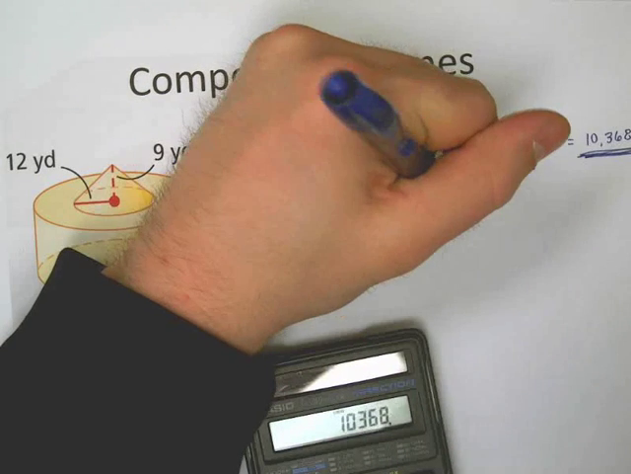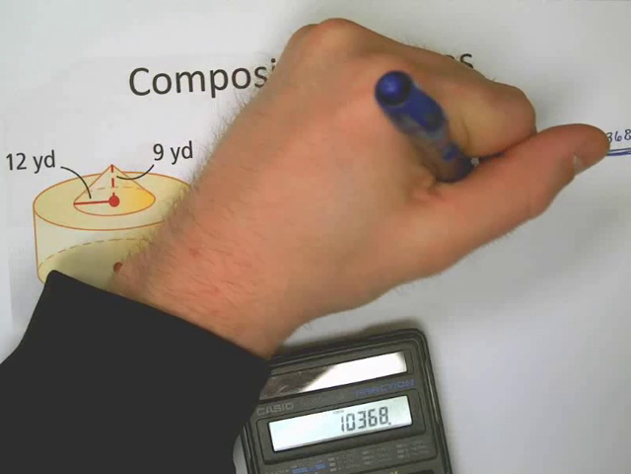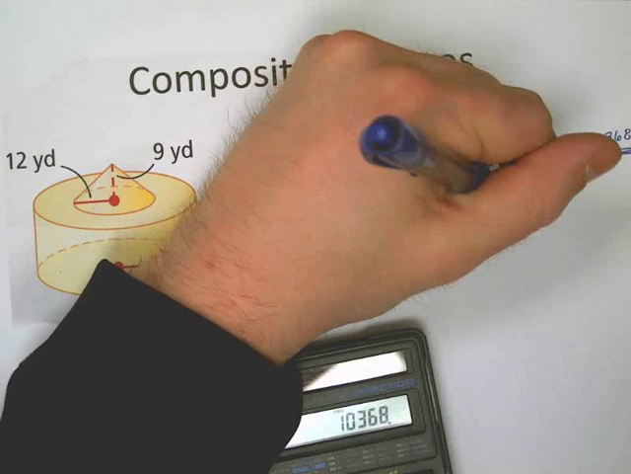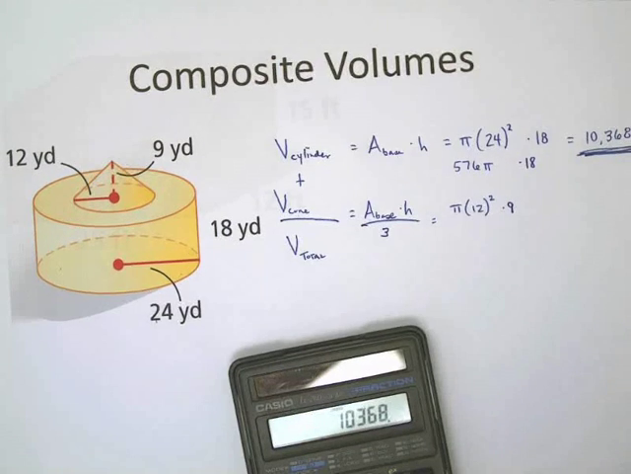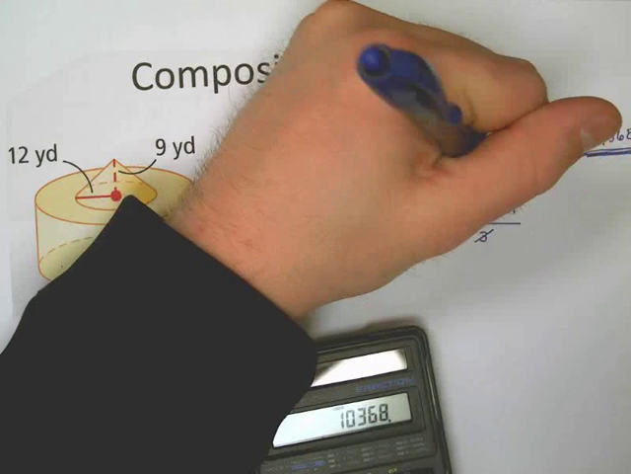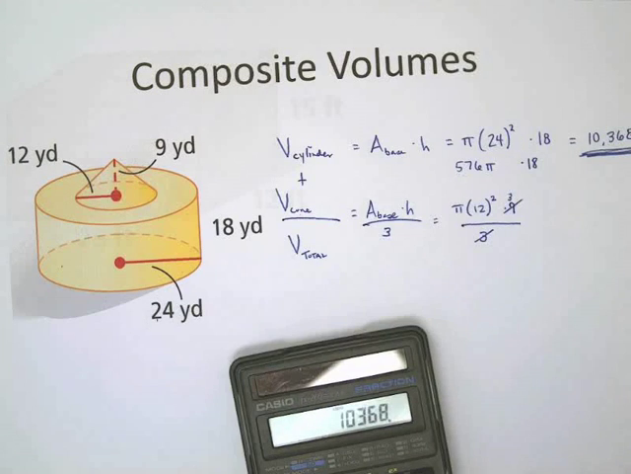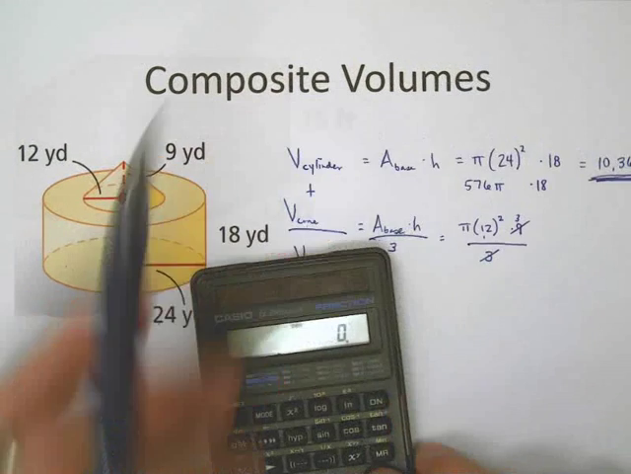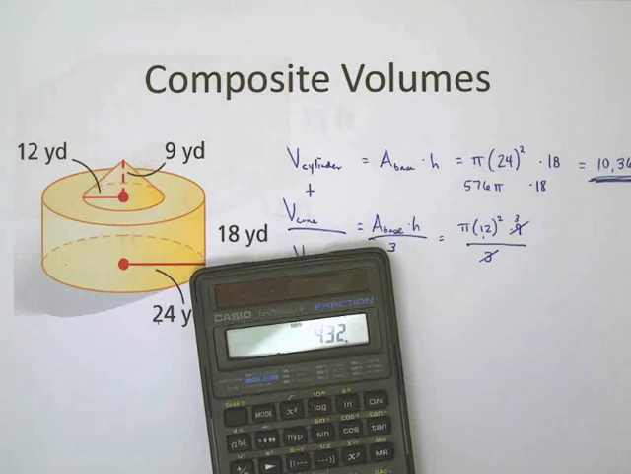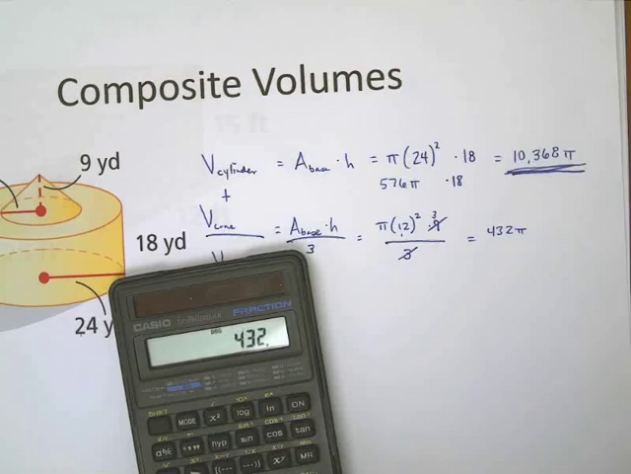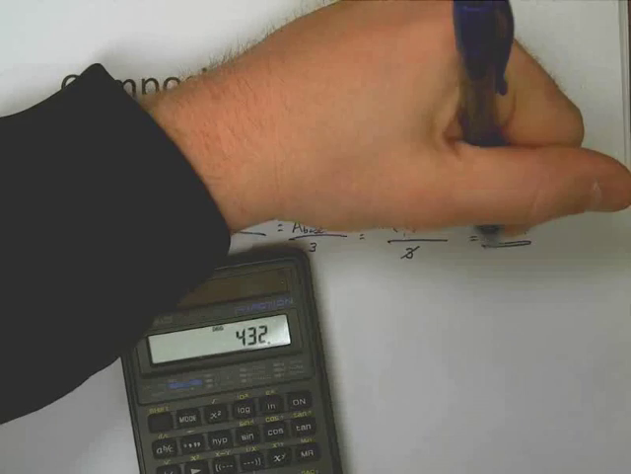So I have pi times 12 squared for the cone, pi r squared, that's the base. Multiply it by the height of 9 yards. But then I'm going to take that number and divide it by 3 because it's a cone. Well, 9 over 3, that's nice because that reduces to 3 over 1. 12 squared is 144, so I need 144 times 3. 144 times 3 is 432 pi. So 432 pi total for the cone. I've already divided by 3.